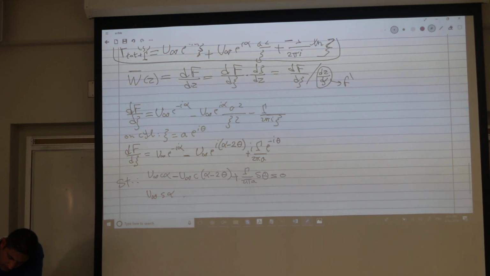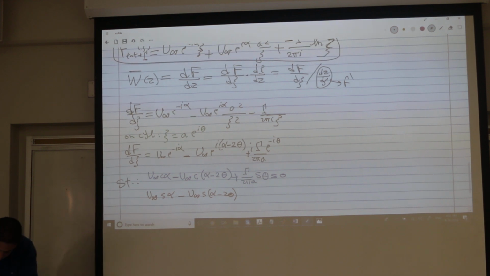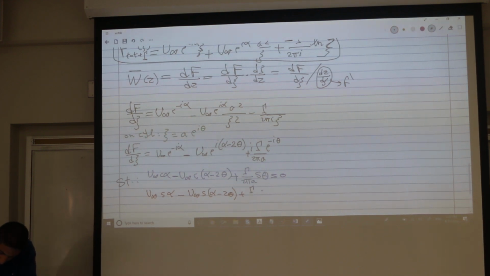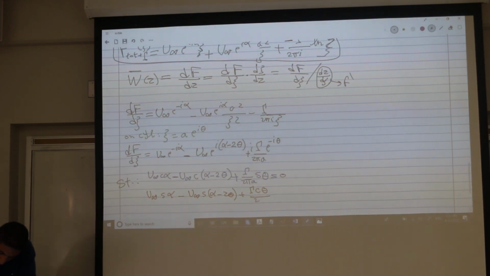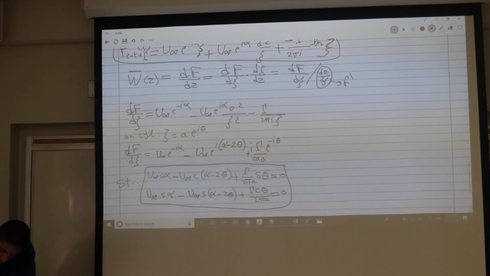alpha minus u infinity sine alpha minus 2 theta, and the imaginary you get the cosine from here, right? So plus gamma cosine theta over 2 pi a equals 0. Two equations for the stagnation.